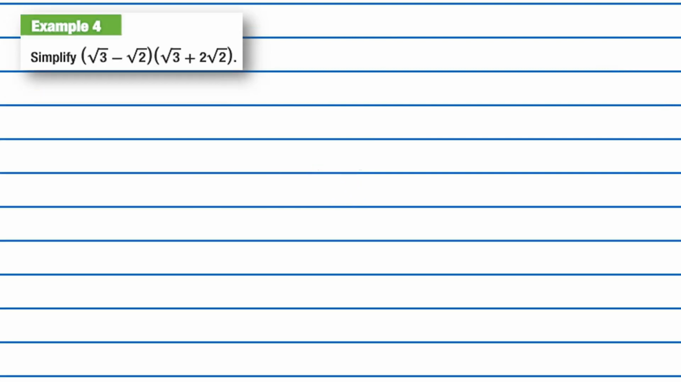Alright, so now let's try example 4. We have the square root of 3 minus the square root of 2 times the square root of 3 plus 2 times the square root of 2. Let's go ahead and write this one down.